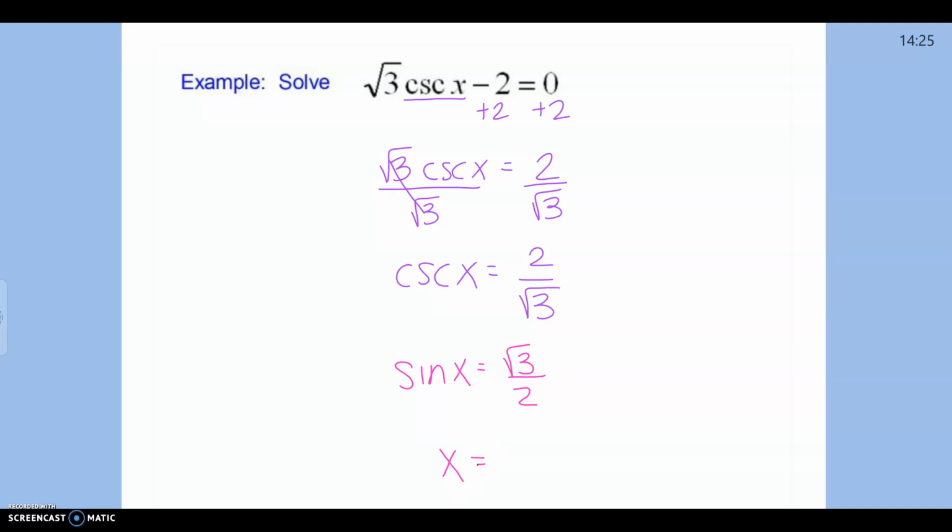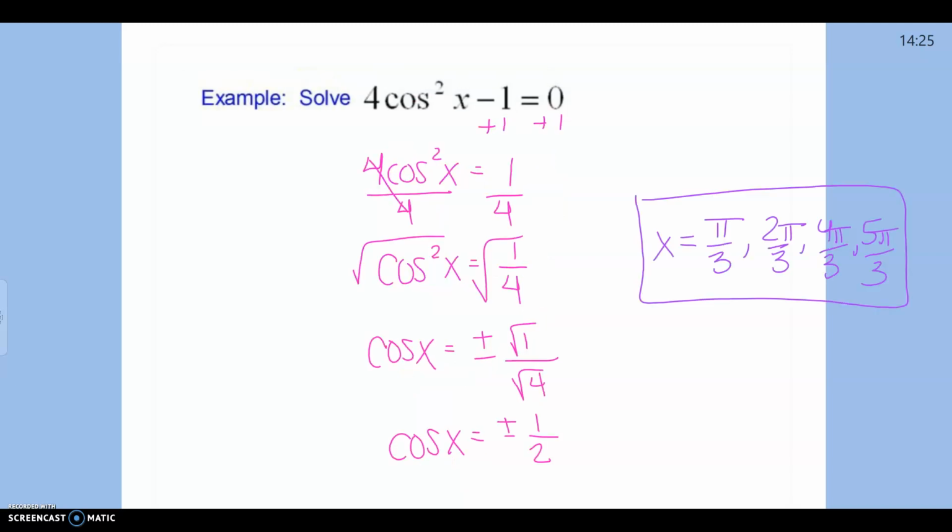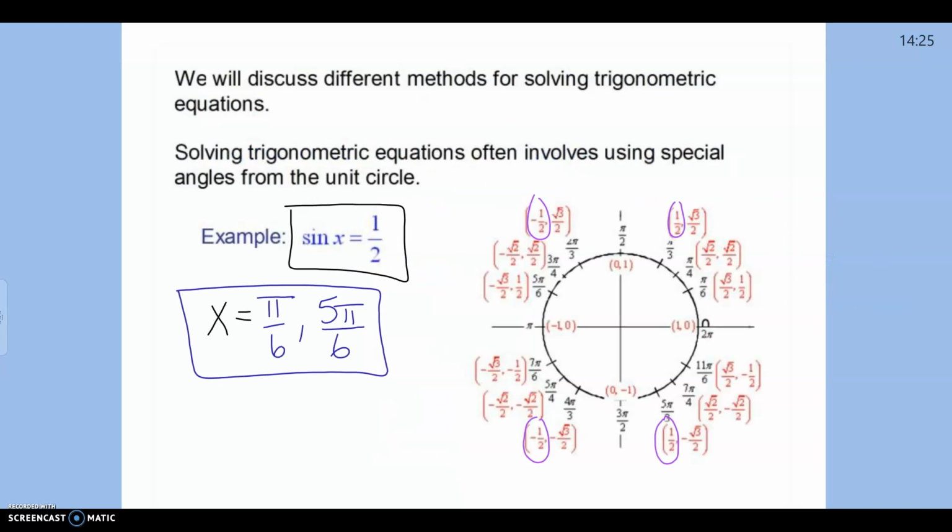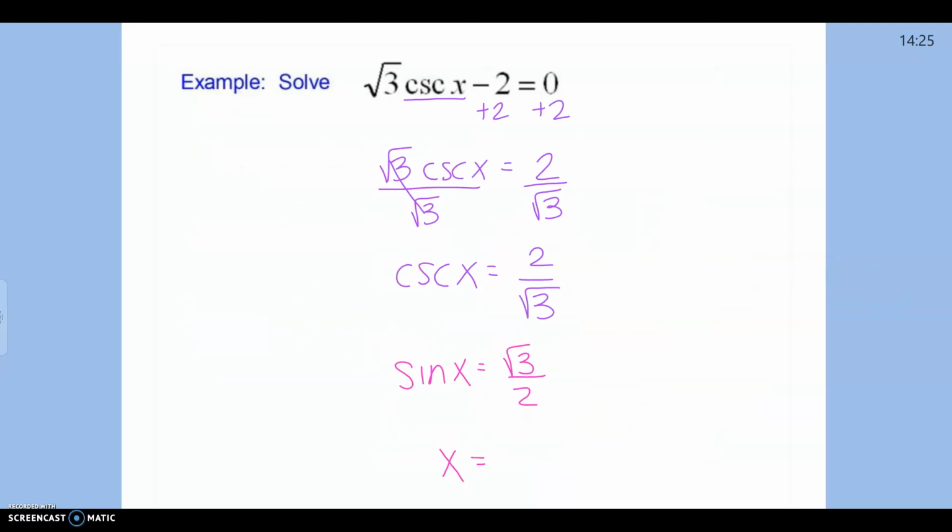And when I do that, sine is your y coordinate, so we're going to go looking for everywhere the y is square root of 3 over 2. So everywhere our y is positive square root of 3 over 2. And guys, that's going to be right here and right here. So pi over 3 and 2 pi over 3. So that's the basics of solving.